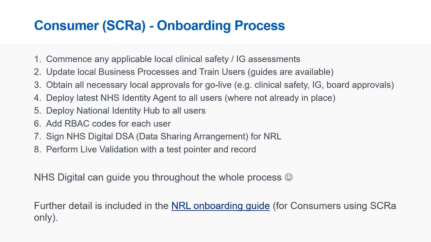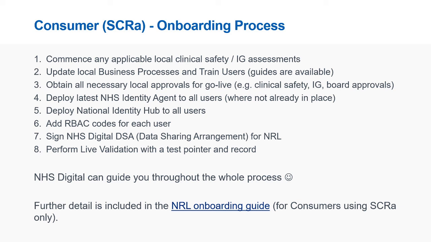If you're looking to consume from the NRL using the SCRA, the onboarding process is even simpler. It can often be achieved within just a few weeks. To start with, you'll commence any applicable local safety, clinical safety, IG assessments. You'll need to update local business processes and train users. We've got guides that are available to help you with that. You need to obtain all necessary local approvals for go live, e.g. clinical safety, IG, board approvals.